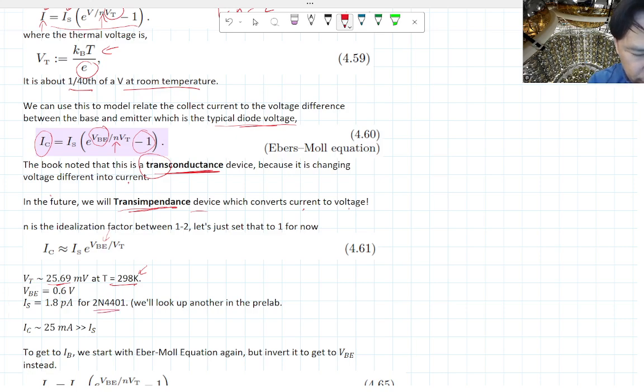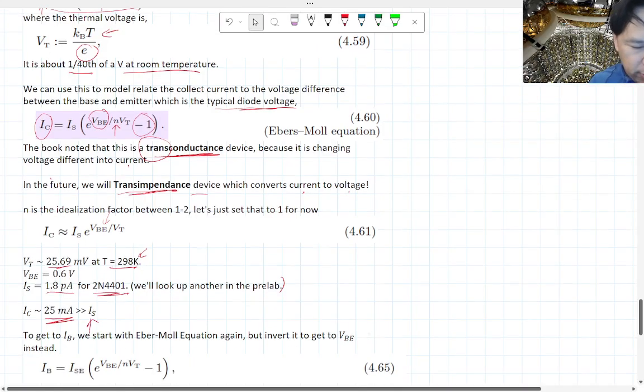If you look up the saturation current for this 2N4401, which is the device that the book used, and I'll have you look up a different one when we're doing the pre-lab, you have a saturation current of about 2 picoamps. So if you do this calculation, you're going to find that the collector current is actually about 25 milliamps, which is a substantial amount of current. It's not nothing.